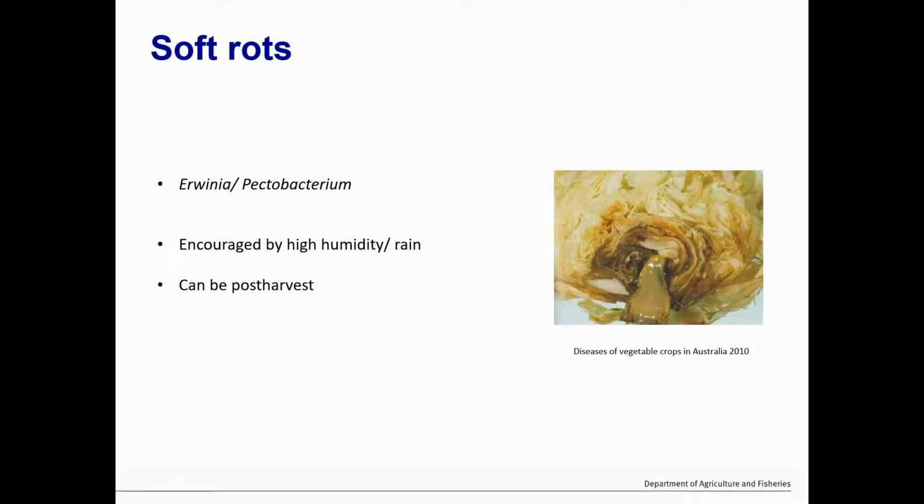So next we have the soft rots. Like I said before, they are fairly widespread throughout vegetables. The Pectobacteriums, for whatever reason, will get in and cause a fairly gross oozy rot like you can see in this picture. Again, higher humidity and rain, really any period of field and leaf wetness will encourage those. These can absolutely be associated with post-harvest disease as well. So maybe something you might not see until the very end, unfortunately.